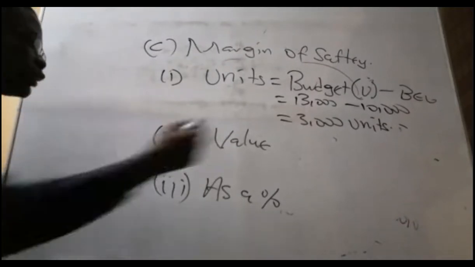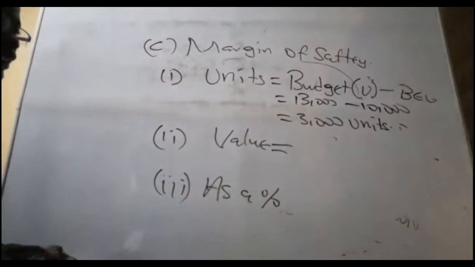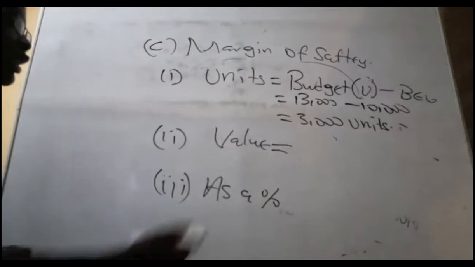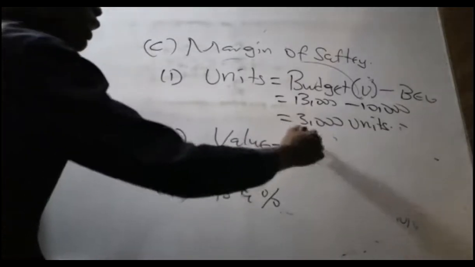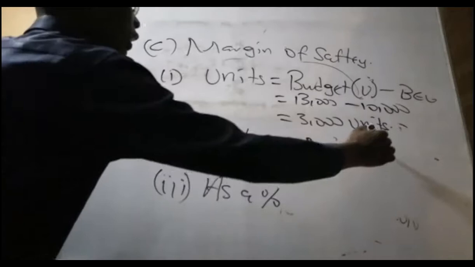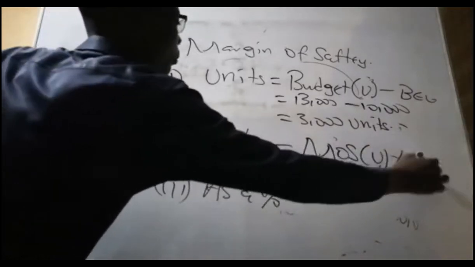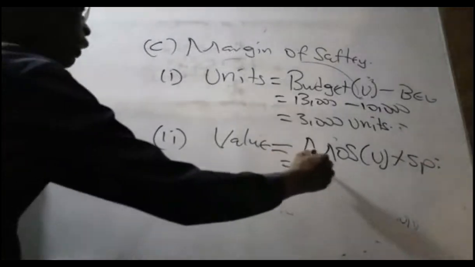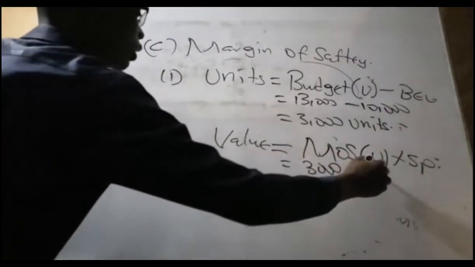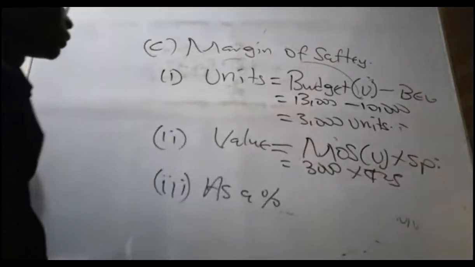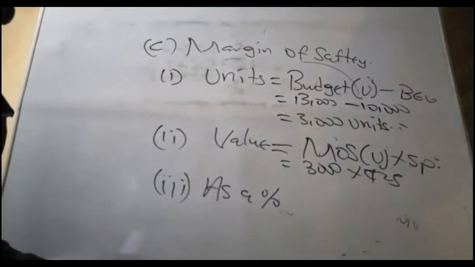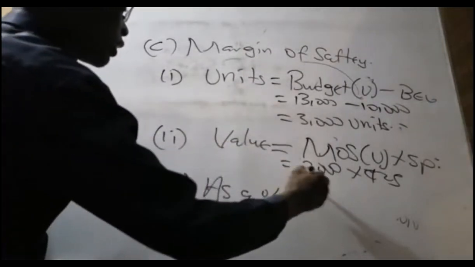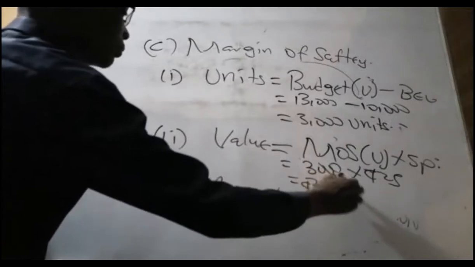Now let's go to the value. Anytime we're asking for value, just pick the unit version and multiply by the selling price. So the margin of safety in units times the selling price: 3,000 times 25 cedis. That gives us 75,000, which is equal to 75,000 cedis.